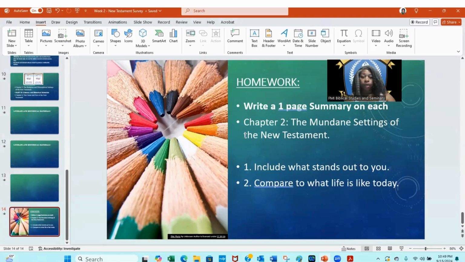All right, so my homework is to tell them, remember we covered chapter 1. We told them to go ahead and read, find something in your reading in chapter 2 that captures your attention. I want you to write a 1-page summary about that, all right? And then include what stands out to you and compare it to what life is like today. I'm probably going to tell them also to do the same thing for chapter 3.